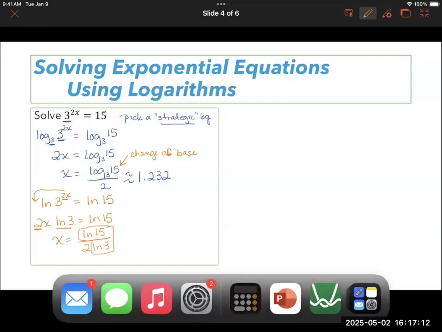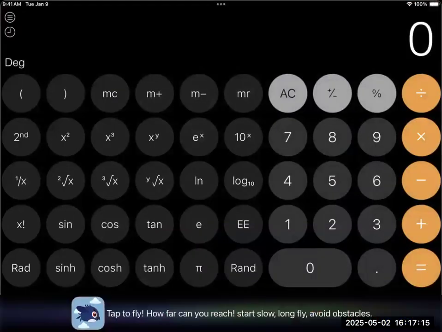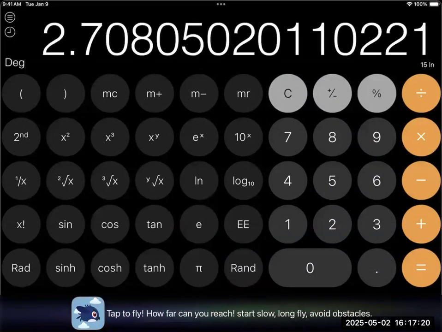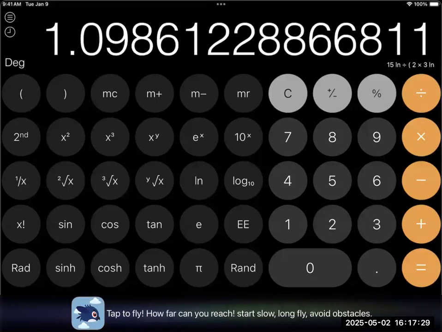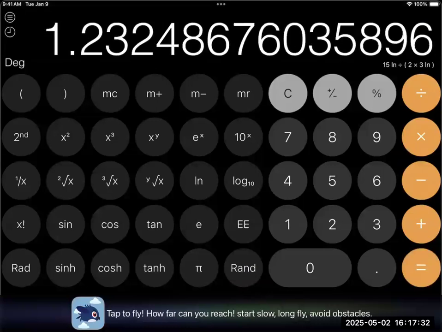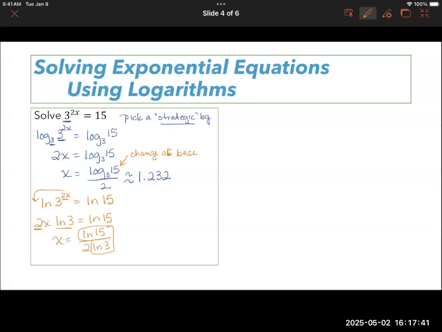So if I go to a calculator where those are the only options I have, I'm going to take the natural log of 15, and then I'm going to divide that by, in parentheses, 2 times the natural log of 3, close my parentheses, and that equals the same answer, 1.232 to 3 places. Okay, so either way will work. And again, you need to be strategic based on what you have available to you to be able to calculate your final answer.